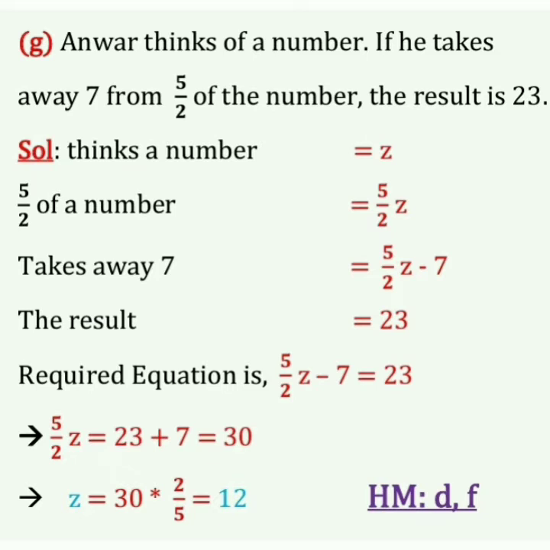Now simplify this equation. Transfer minus 7 from left to right, it becomes plus. Therefore 5 upon 2z is equal to 23 plus 7 is equal to 30. Now transfer 5 upon 2 from left to right. Therefore z is equal to 30 into 2 upon 5. Now simplify this. 30 divided by 5 is equal to 6. And 6 into 2 is 12. It's clear? Now try to solve sum number D and F by yourself.